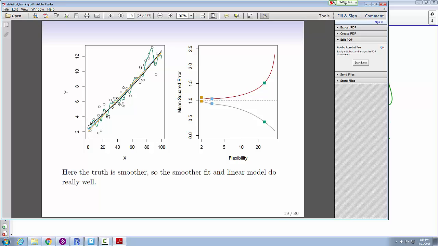The green curve again tries too hard to follow the nuances of the training data. So here's the picture like from the previous slide. In this case, because the truth is nearly linear, the linear model does nearly as well as the more flexible blue one. The test error, the more generalizable error rate, is nearly the same between the linear and the sort of smooth one. Whereas the green one again shows us evidence of overfitting.